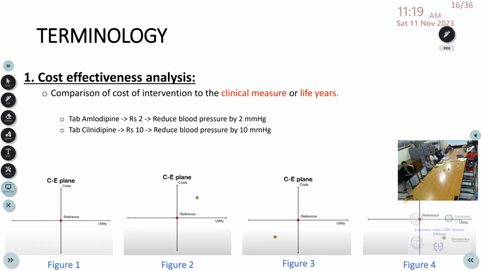The first one is called the cost effectiveness analysis. So here, like the word says, it is the cost of intervention relative to the effectiveness. What is effectiveness here? It is a clinical measure or life years. That is what they have taken the analysis of cost to.